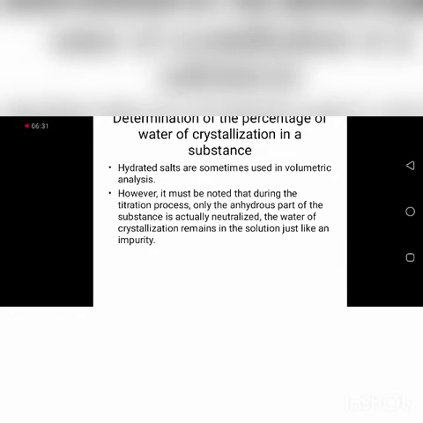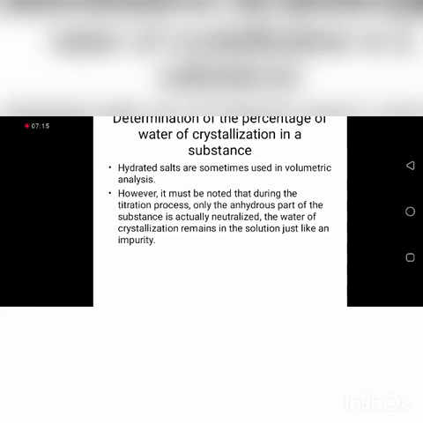Okay, so now you are going to follow this step. Hydrated salts are sometimes used in volumetric analysis. What are hydrated salts? Salt that contains water of crystallization. Okay, they are called hydrated salts. However, you note that during the titration process, only the anhydrous part of the substance is usually neutralized. The water of crystallization remains in solution just like an impurity. Yes, during a titration, it is the anhydrous salt that is reacting, the one that doesn't contain water. The water of crystallization remains in solution.